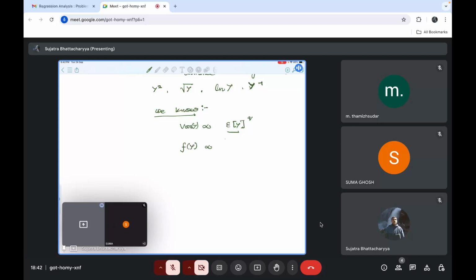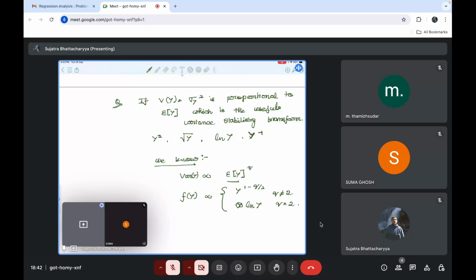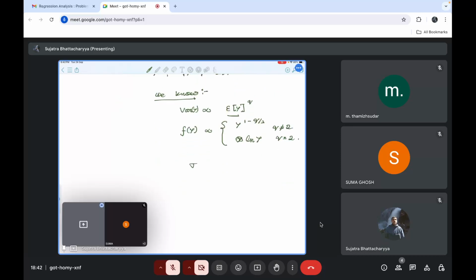is proportional to y to the power (1 minus q) by 2 when q is not equal to 2, and it is log y when q is equal to 2. Okay, so this is what we get if variance of y is proportional to the expectation value or mean of y to the power q. Then we can get it like this. Here it has been asked that sigma y square, the variance of y, is proportional to E(y) to the power 1, proportional to this only.